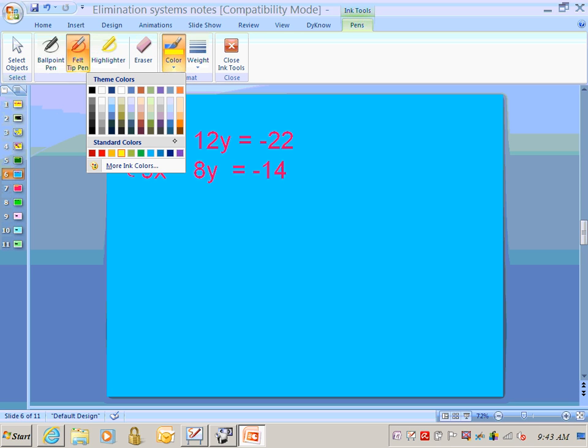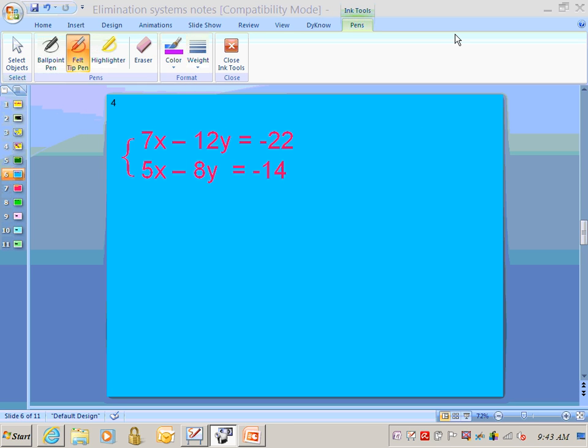Let me get this here. Okay, so our common number is 35. So the top one's going to multiply by 5. The bottom one's going to multiply by 7. Does that fix all of our problems? What problem did it not fix? They're both still positive. So what do I need to do? One of them needs to be negative. Doesn't matter. So which one do you want to make negative? The bottom one? So we're going to multiply by negative 7 then.